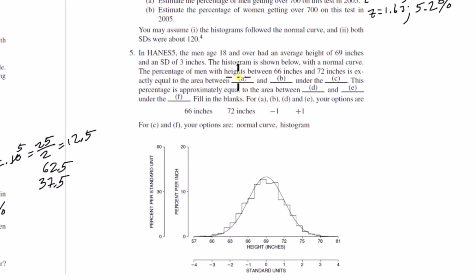The percentage of men with heights between 66 and 72 inches is exactly equal to the area between what? Exactly. So not an approximation. The area between 66 inches and 72 inches under the histogram.